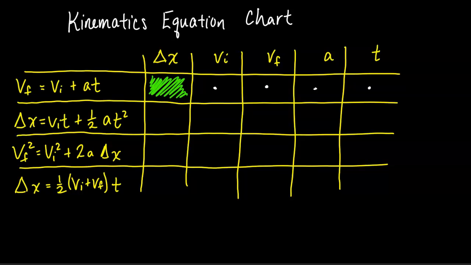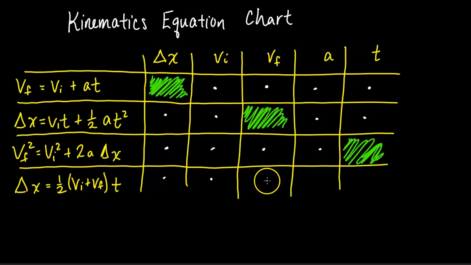Next, I have my second kinematic equation. I have delta x, the displacement, I have the initial velocity, I have the acceleration, and I have the time. But what I don't have is the final velocity. And we'll come back to why this is important in just a moment. We're going to fill this out first. And then next we have the third kinematic equation, and that has displacement, initial velocity, final velocity, and acceleration, but it doesn't have the time. And the last one has displacement, initial velocity, final velocity, and time, but it doesn't have the acceleration.